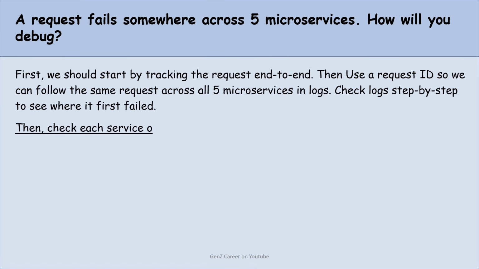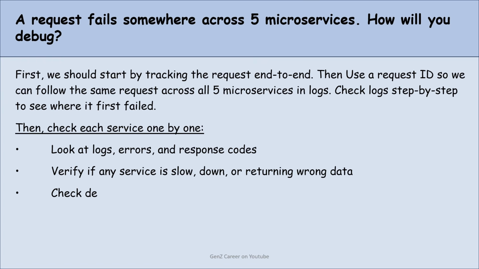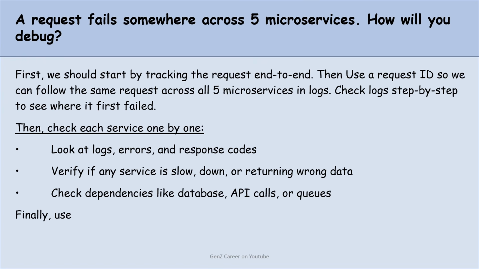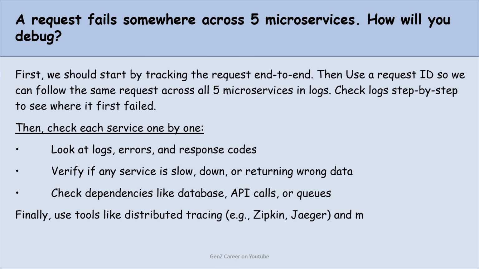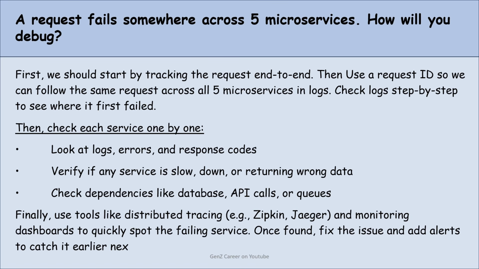Then check each service one by one. Look at the logs, errors, and response codes. Verify if any service is slow, down, or returning wrong data. Check dependencies like database, API calls, or queues. Finally, use tools like distributed tracing, for example, Zipkin or any other tool, and monitoring dashboards to quickly spot the failing service. Once found, fix the issue and add alerts to catch it earlier next time.